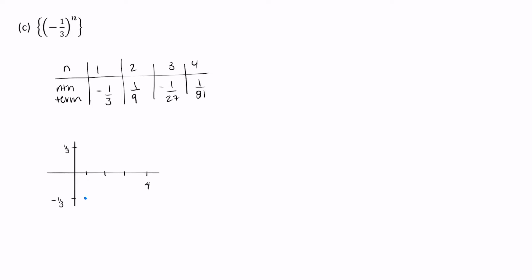The first term is here, the second term is here, the third term is here, and the fourth term is here. So even though it is oscillating between positive values and negative values, from our picture, I'm getting the idea that this is going to just keep getting closer and closer to the x-axis on either side. So my guess is that this converges. Let's use the squeeze theorem to show this.